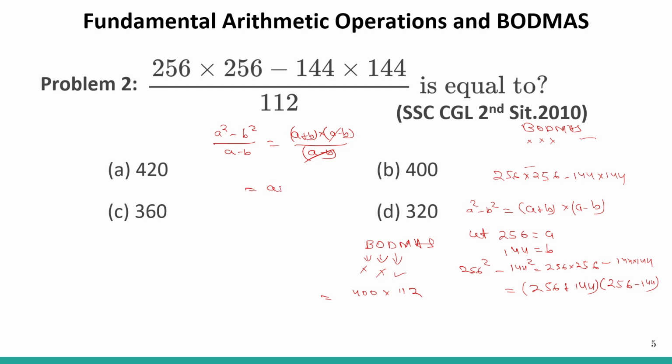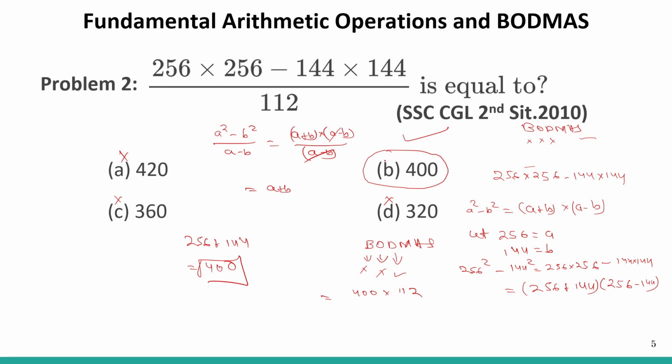So what we are left with is a plus b. In this case, it will become 256 plus 144, which will be equal to 400. So 400 will be the correct answer. This answer is wrong, wrong, wrong, and this is the only correct option. So 400 will be the correct option.